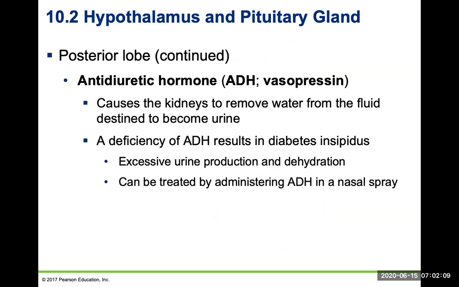Your posterior lobe, again, ADH, also known as vasopressin, causes the kidneys to remove water from the fluid destined to become urine. So a deficiency of ADH results in what we call diabetes insipidus, which is different from type 1 and type 2 diabetes, where it causes excessive urine production and dehydration. It can be treated by administering ADH in a nasal spray. Again, ADH causes your kidneys to retain water, and a lack of ADH would result in diabetes insipidus, so your kidneys would not retain water and you would continue to urinate frequently.